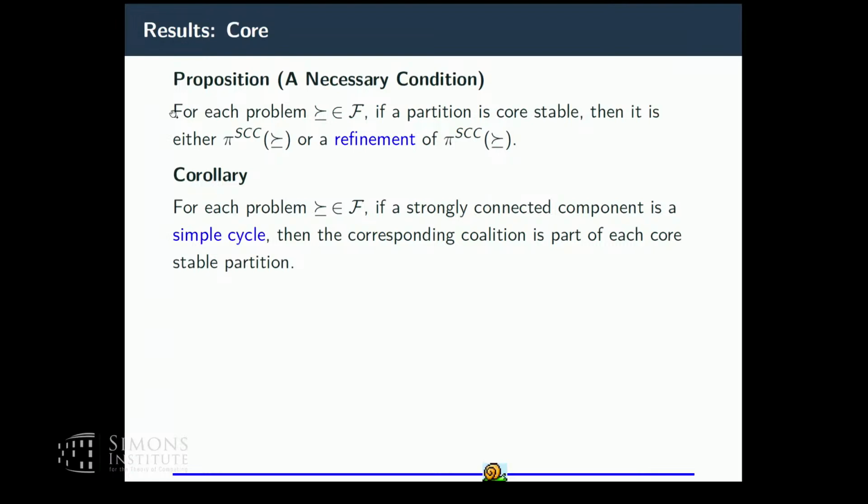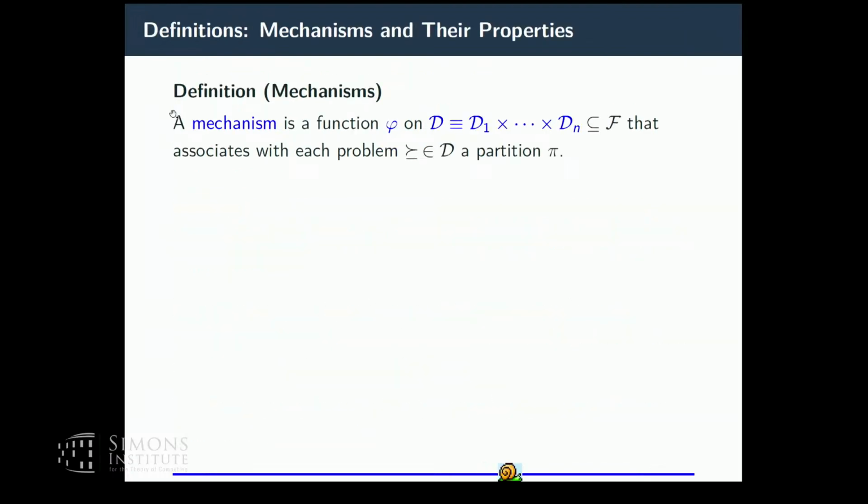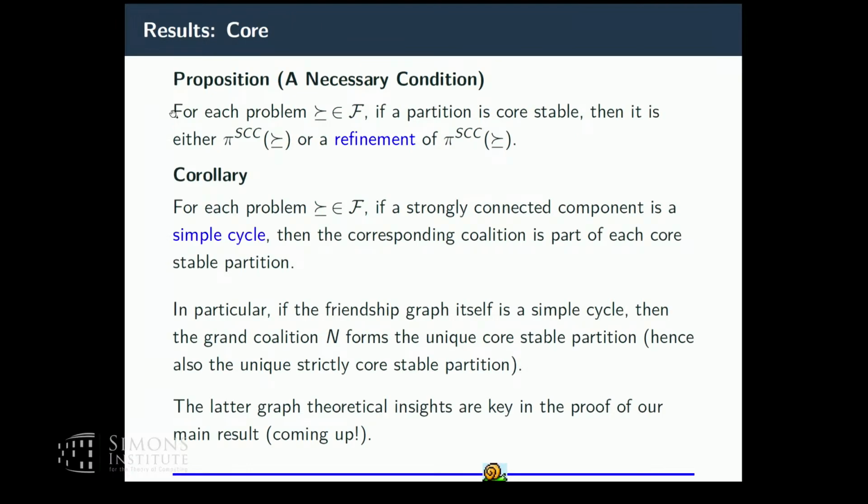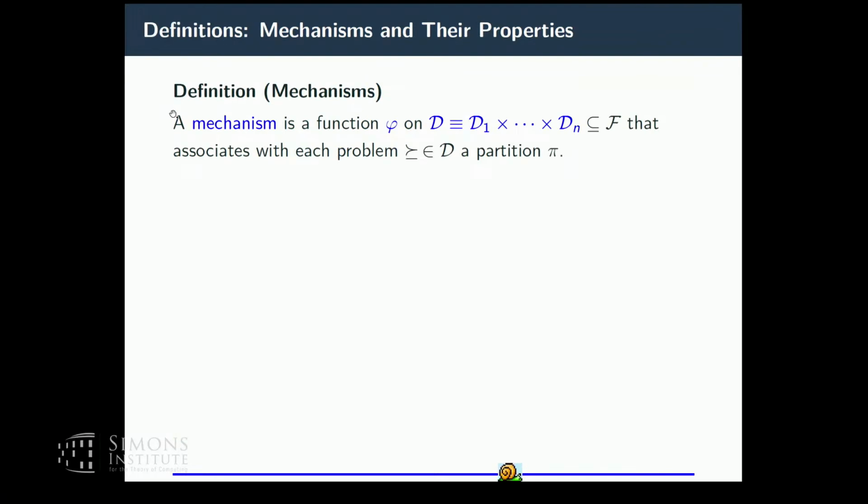Okay, thanks. If you have a component that's a simple cycle, that component occurs in each core stable partition. I'm skipping this part, it's not so important, but this result is important for what comes next. Next, we look at mechanisms that solve problems whenever they occur.